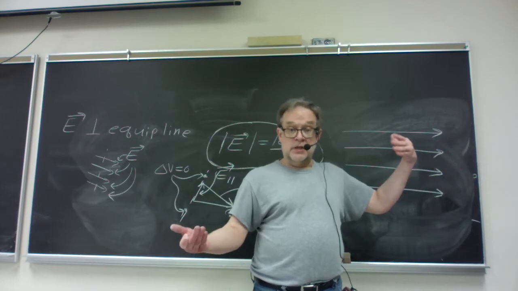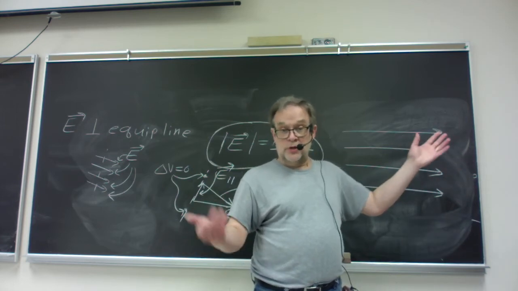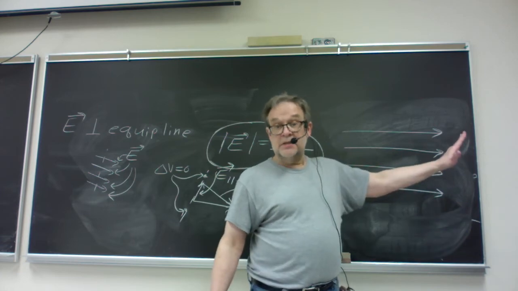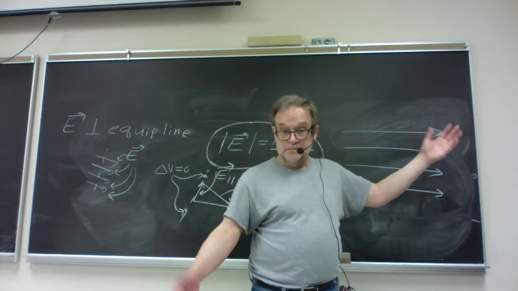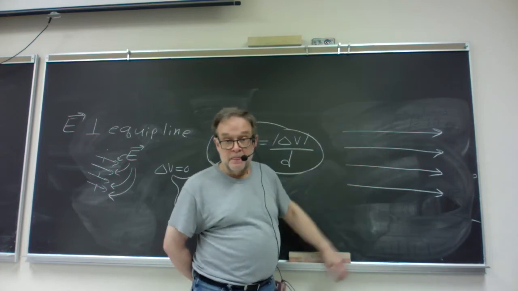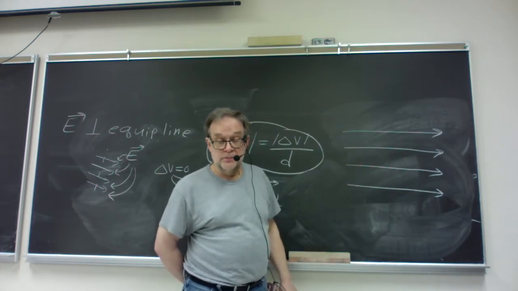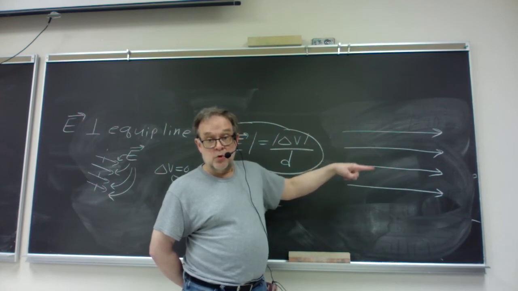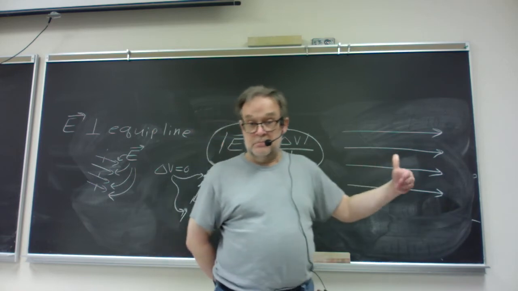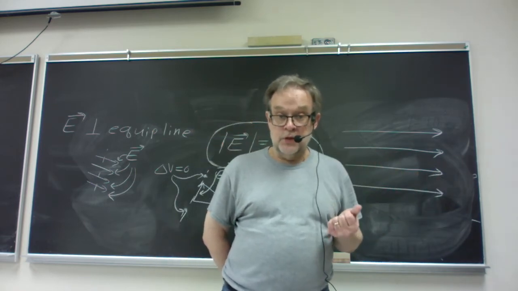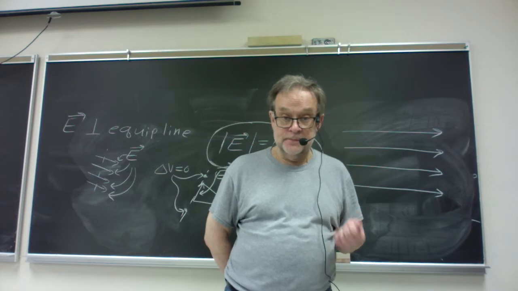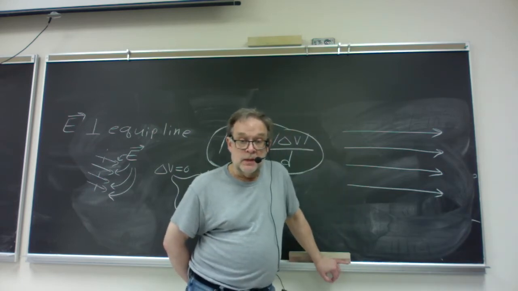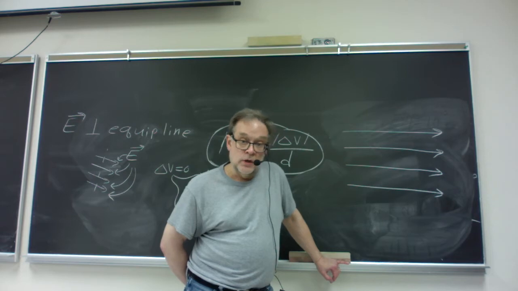Well, if the field isn't getting bigger and it isn't getting smaller, the only other possibility is the field is maintaining the same strength everywhere, indicated by even spacing everywhere. And the lines are all pointing in the same direction, indicating that everywhere you look, the field will point in the same direction. Okay, so electric field lines and equipotential lines are perpendicular.